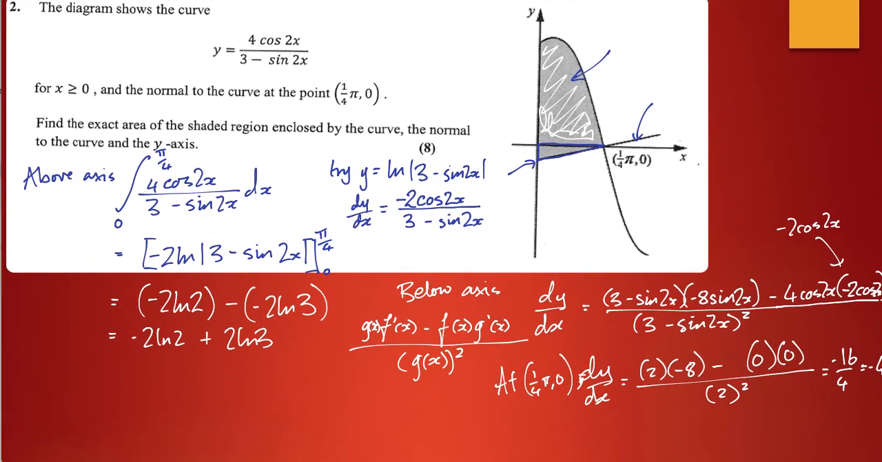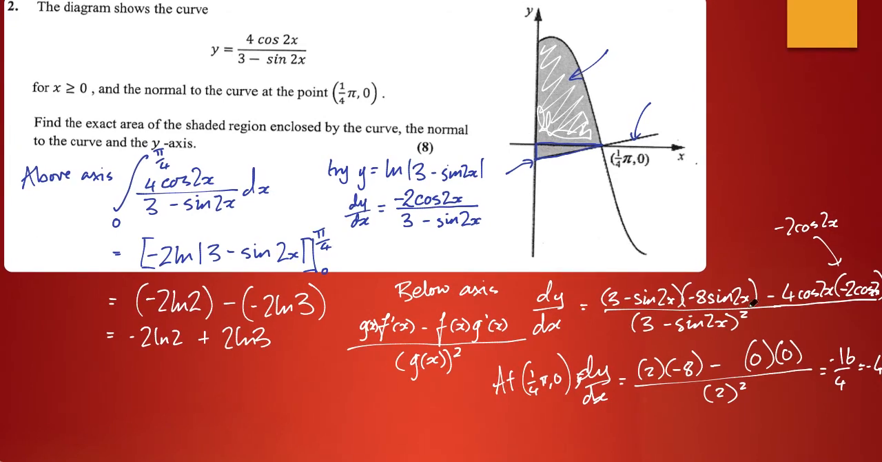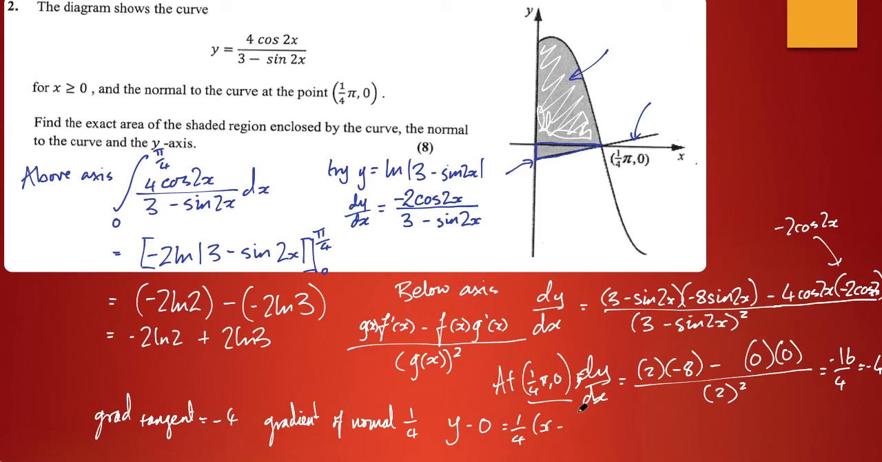Just line that up again. So gradient of tangent equals minus 4. Therefore gradient of normal is the negative reciprocal of that. So that is 1/4. And I use my y minus y1 formula using this point here. So I've got it going through there. So my equation is y minus 0 equals gradient quarter x minus pi over 4.